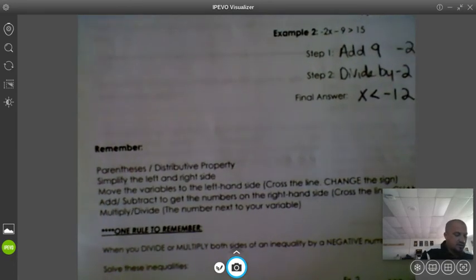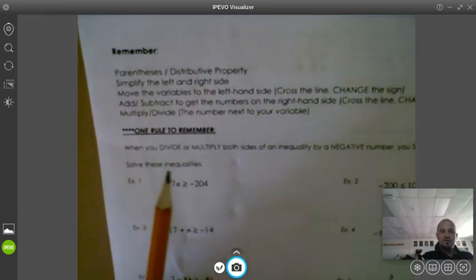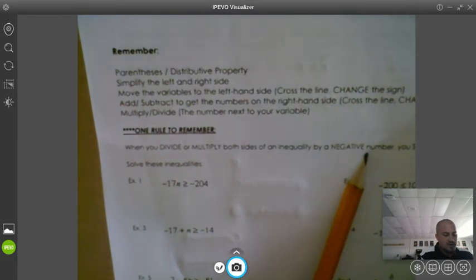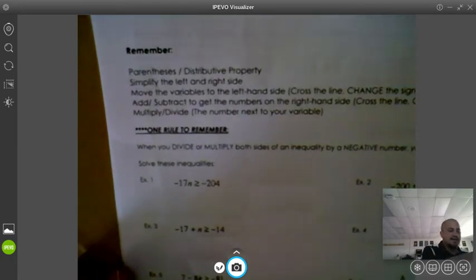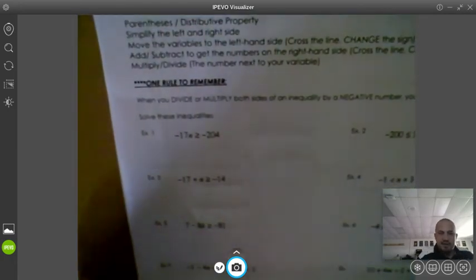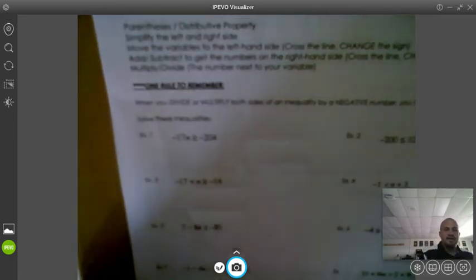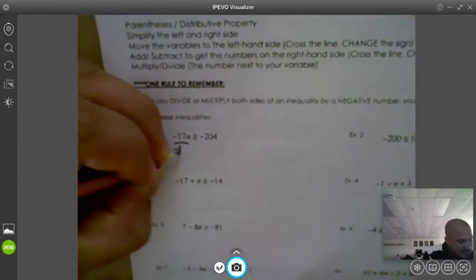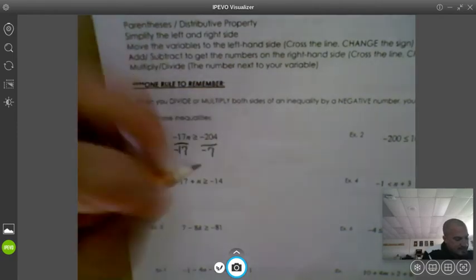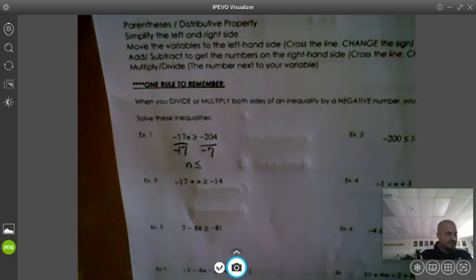Okay, so here are some inequalities to solve here at the bottom. And we're going to look at these. And remember, it says one rule to remember: when you divide or multiply by a negative number, you switch the inequality symbol. And that's what we did up there in example 2. So let's look at example number 1. Negative 17n is greater than or equal to negative 204. So in this one, the only thing we need to do is divide by negative 17. And notice that is going to change our sign. So instead of greater than or equal to, it's going to be less than or equal to.